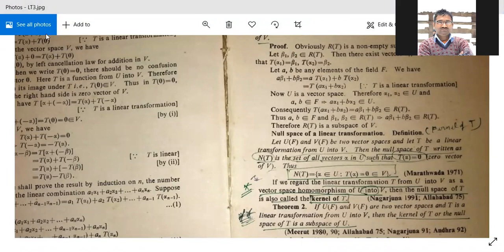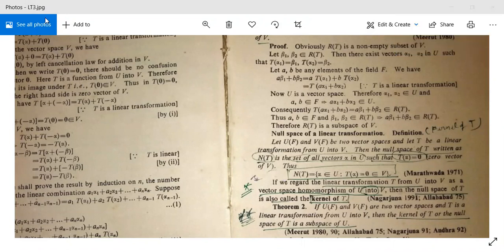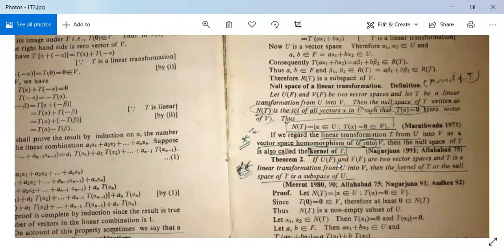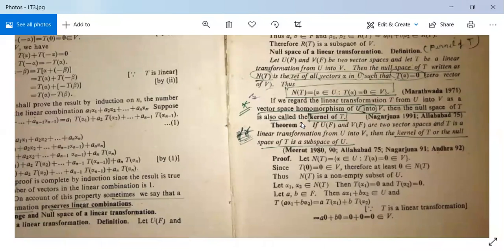If we regard the linear transformation T from U into V as a vector space homomorphism of U into V, then the null space will be called the kernel of T. See here, there is another theorem. If U and V are two vector spaces and T is a linear transformation from U into V, then the kernel of T, or the null space of T, is a subspace of U.